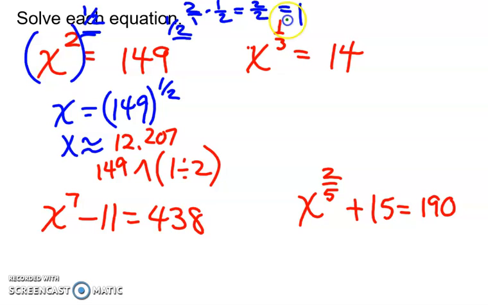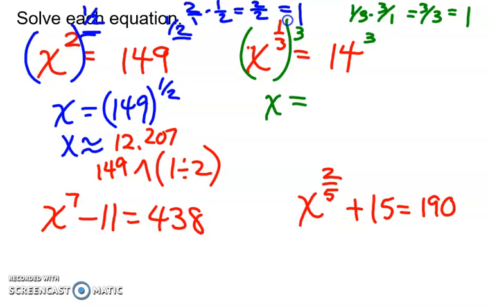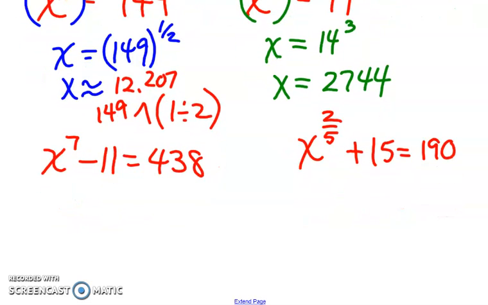So the next problem, to get an exponent of 1, you multiply the 3 over 1 by 1 over 3. That would give us 3/3, which is 1. So we have x to the first power is equal to 14 cubed. So this answer would be 2,744.